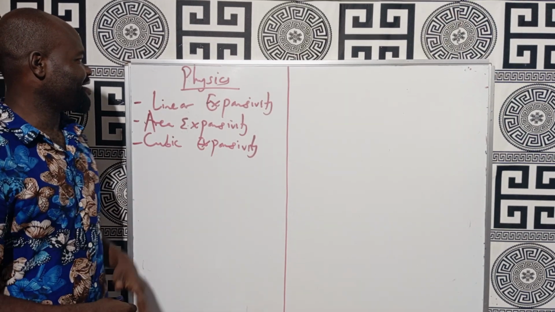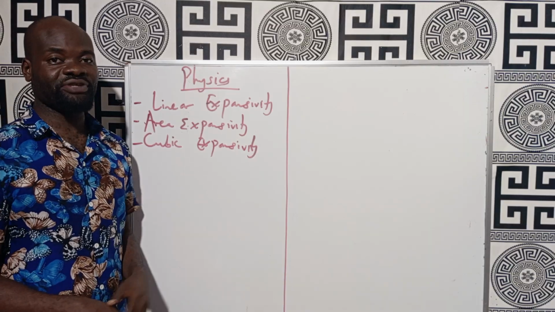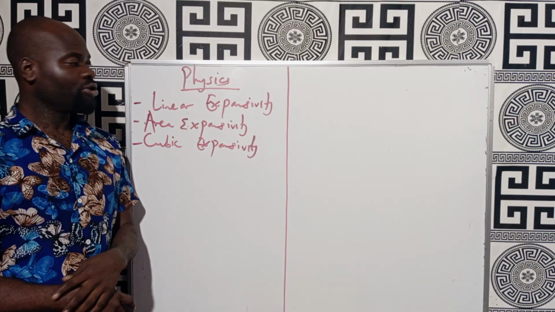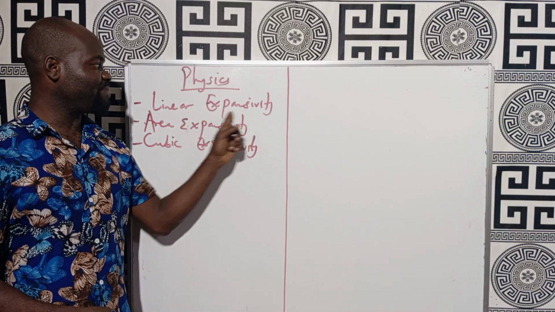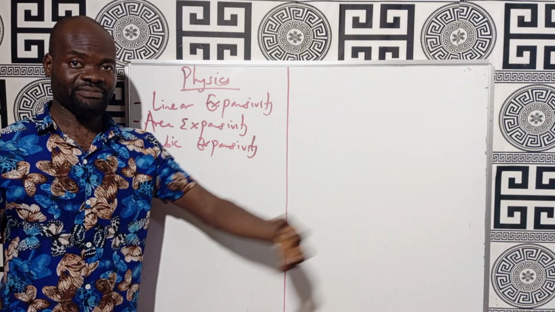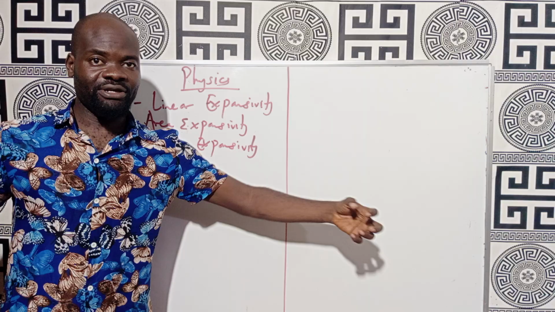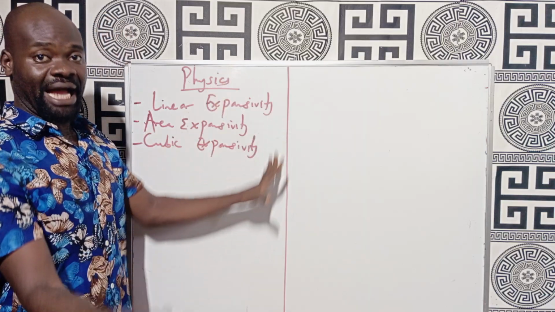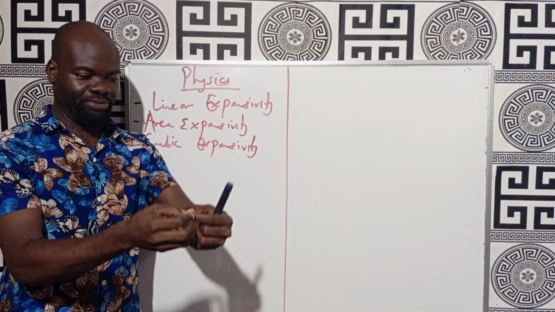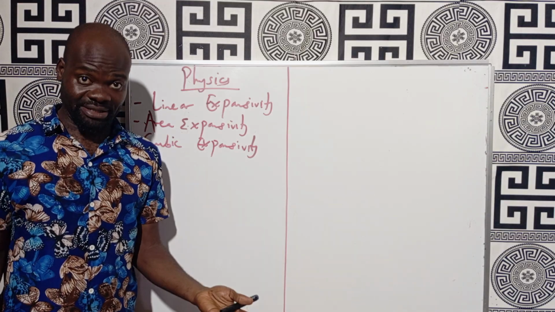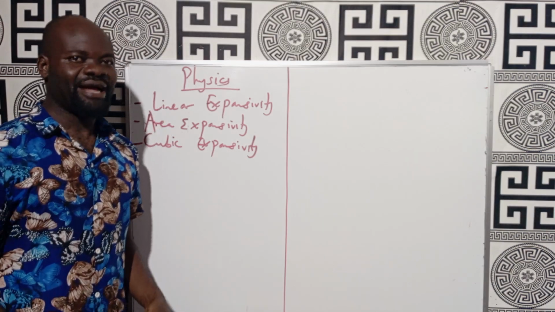Let's look at linear expansivity, area expansivity, and the cubic expansivity in physics. First of all, the word expansivity comes from the word expansion, where something expands. Either it increases, or it becomes wider, or it becomes deeper. Becomes longer, it expands. Becomes wider, it expands. Becomes deeper, it also expands.